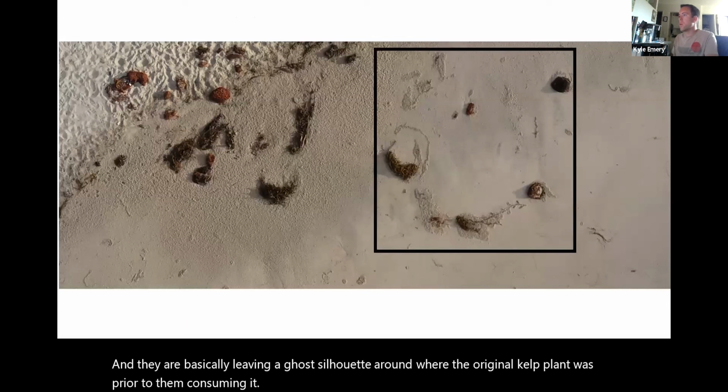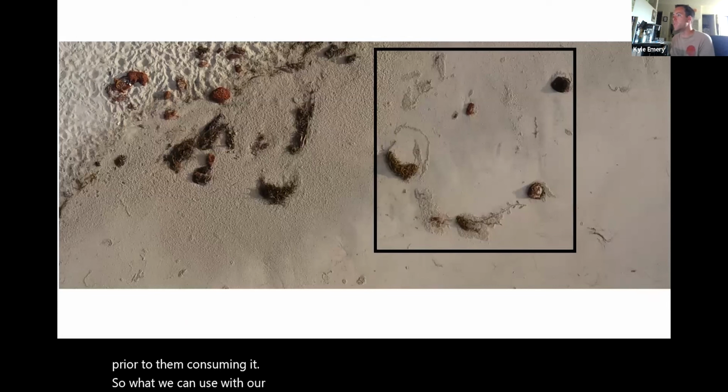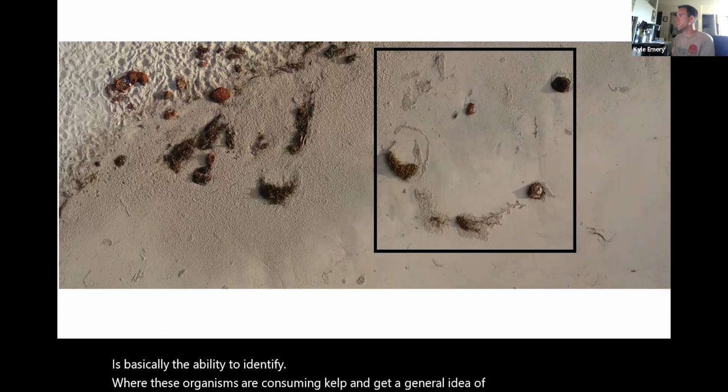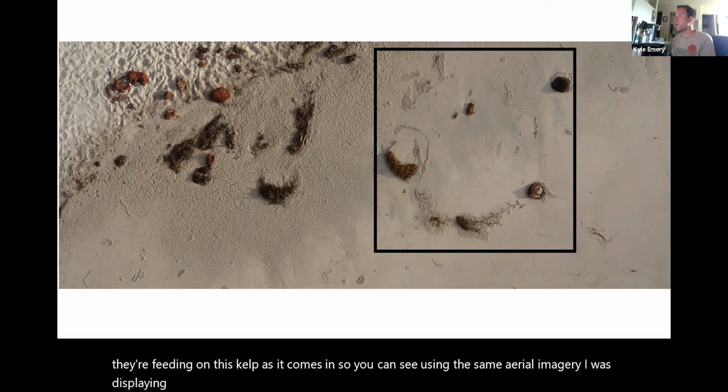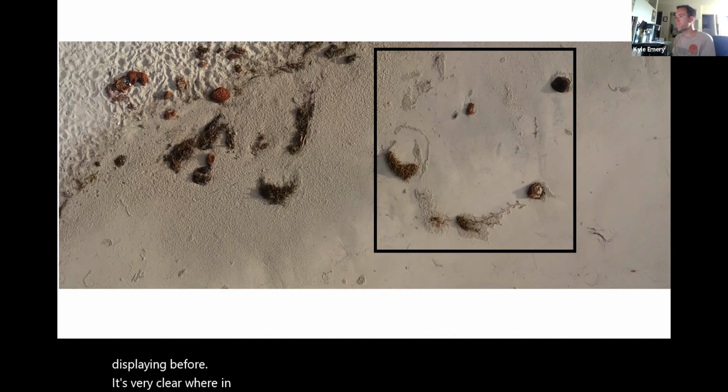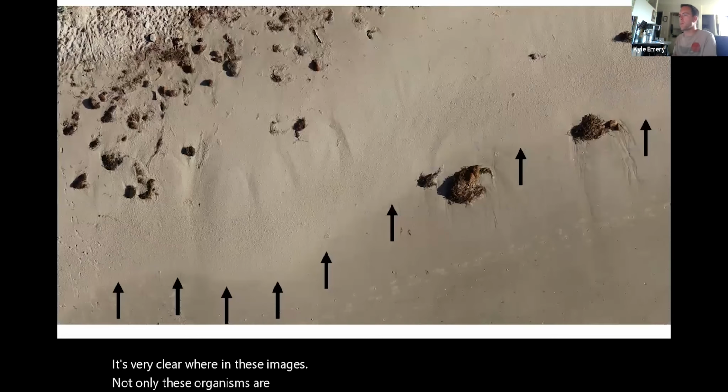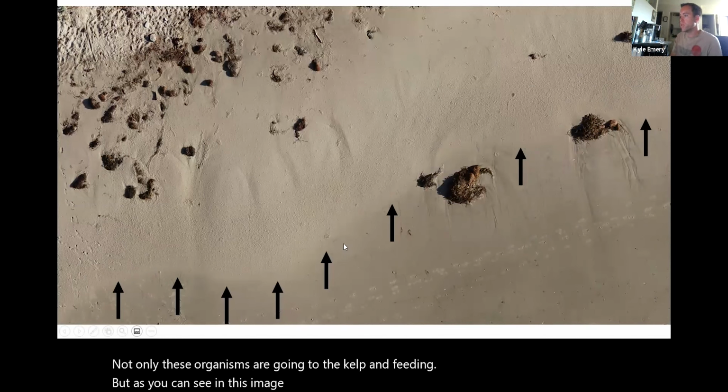So what we can use with our imagery is basically the ability to identify where these organisms are consuming kelp and get a general idea of the intensity to which they're feeding on this kelp as it comes in. So you can see, using the same aerial imagery I was displaying before, it's very clear where in these images not only these organisms are going to the kelp and feeding, but as you can see in this image, I've indicated the bottom of their zone with the black arrows along the screen.